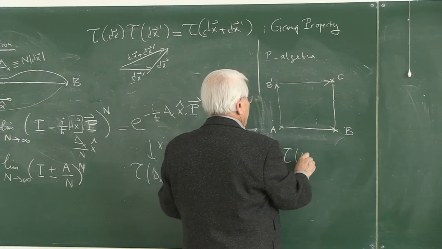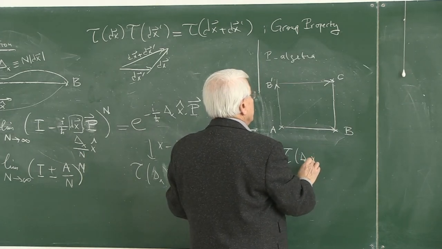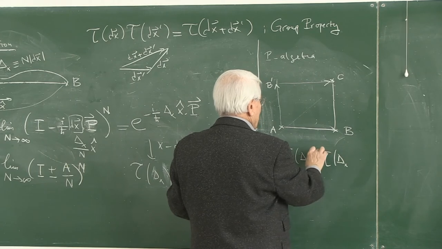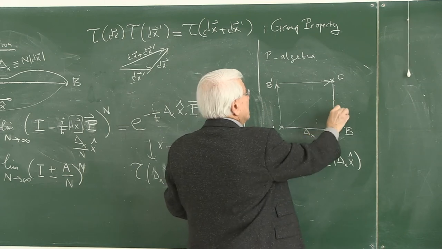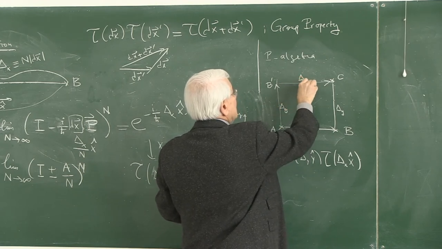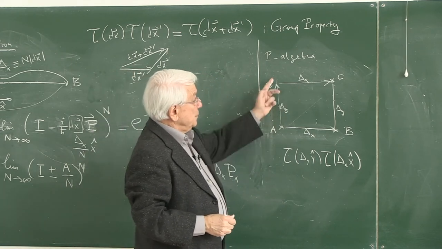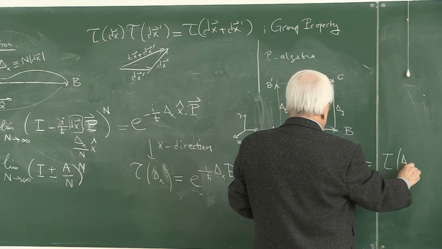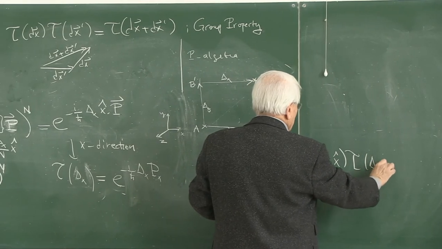T(delta y) T(delta x), this is delta x, that's delta y, that's delta y in length, and that's delta x. This refers to going through this first, and then the similar expression is T(delta x x) T(delta y y).